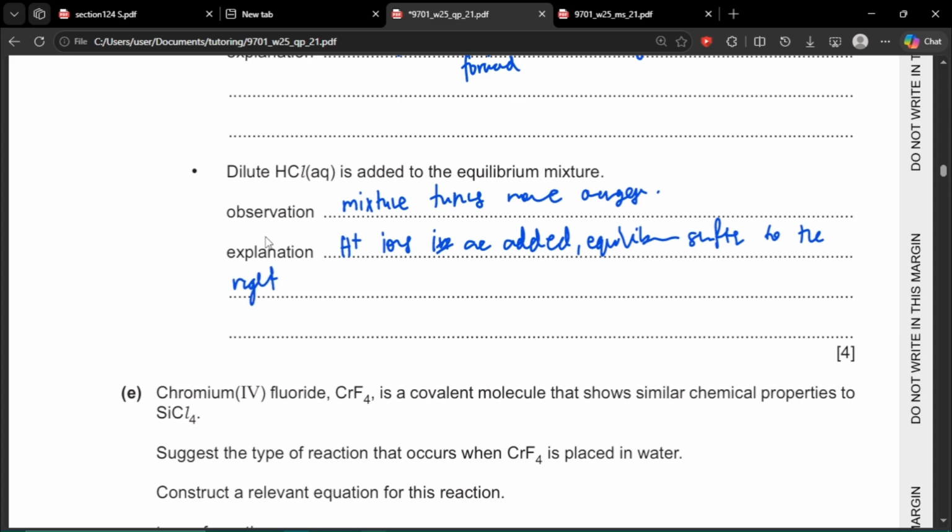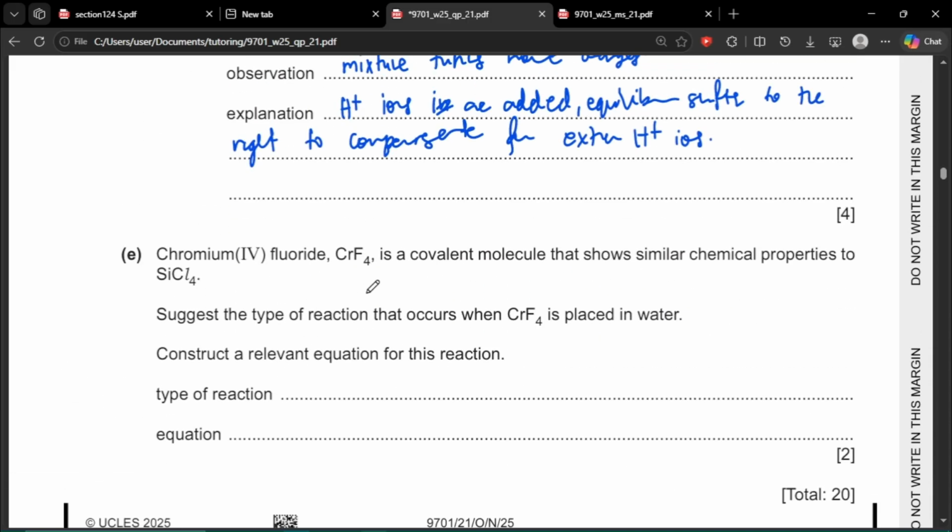Basically, the equilibrium position is going to change to reverse the change in its conditions. It's like internal conditions. Whatever has been changed is going to be reversed by switching. H plus ions added, equilibrium shifts to the right to compensate for extra H plus ions. Yes, nice. Okay, question E.